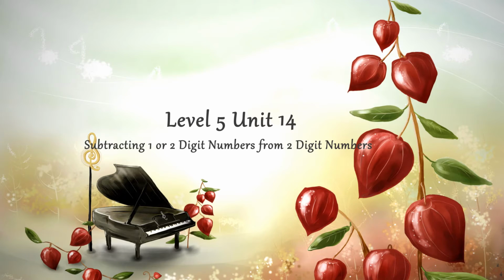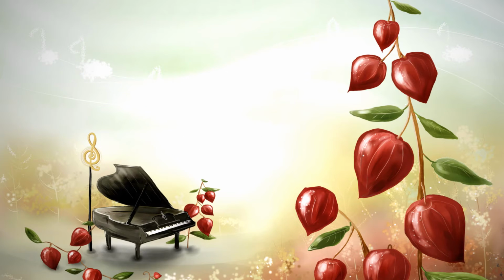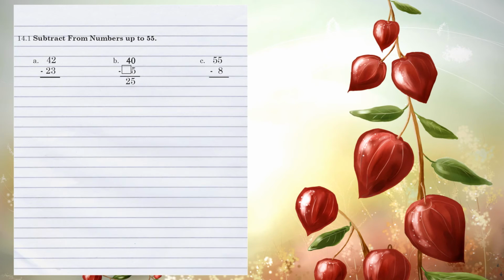Level 5, Unit 14, subtracting 1 or 2-digit numbers from 2-digit numbers. Unit 14.1, subtract from numbers up to 55. Example A, we have 42 minus 23.